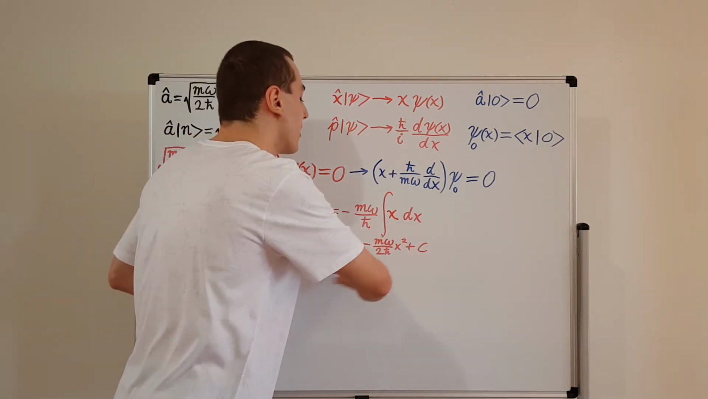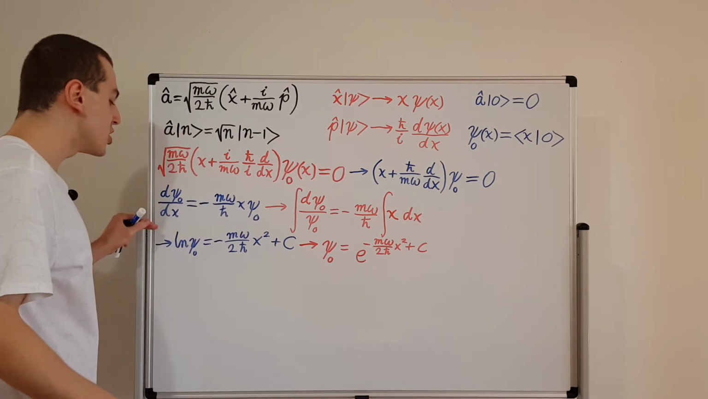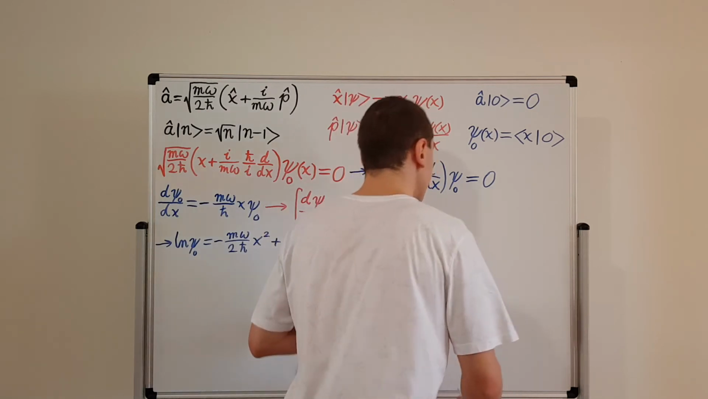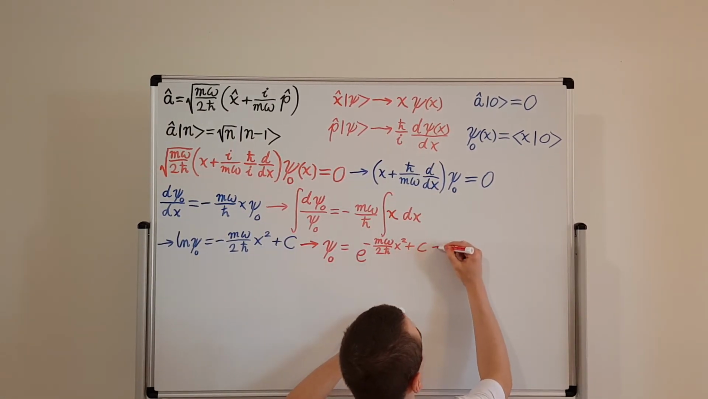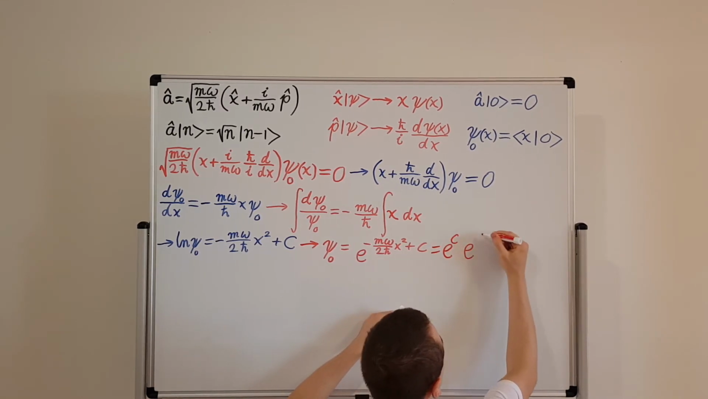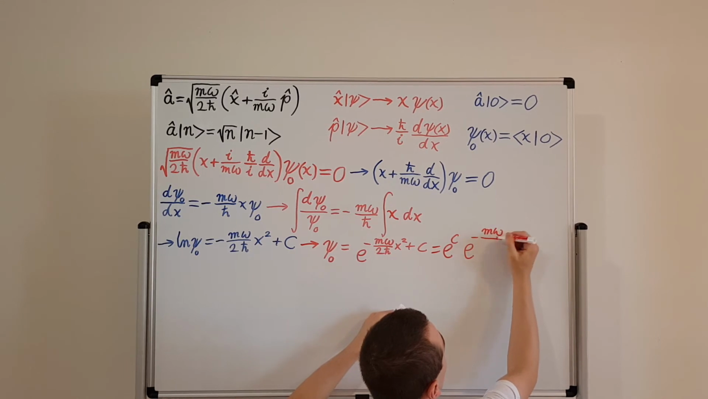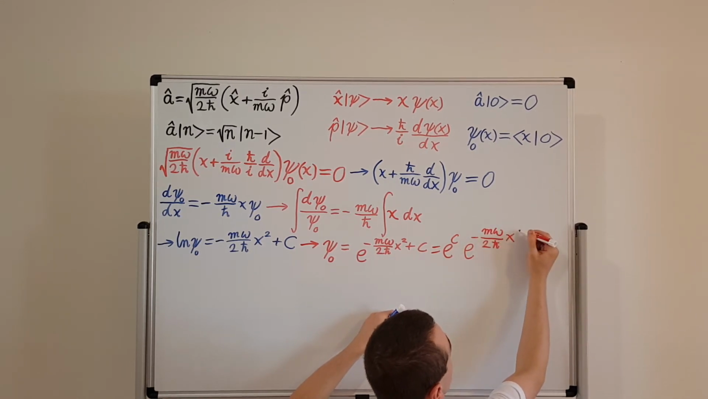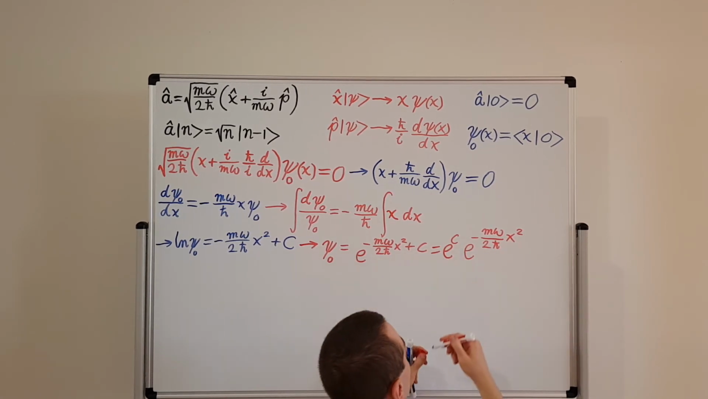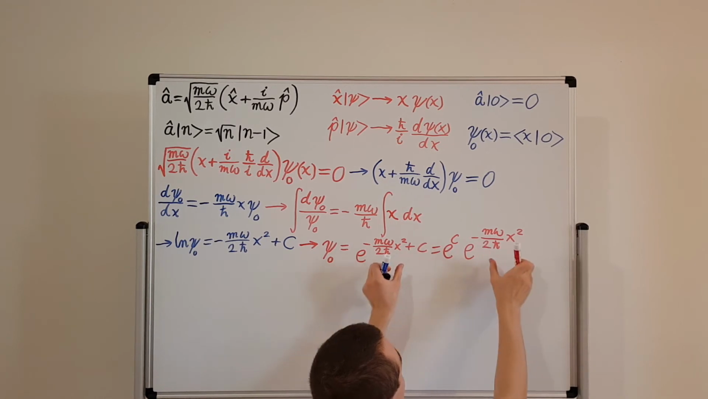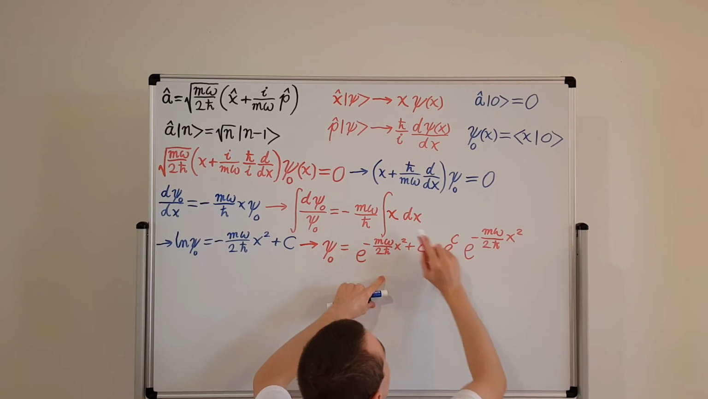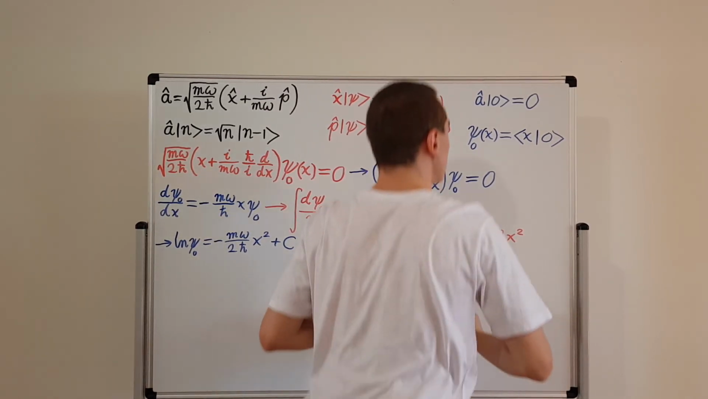Now, this is what we have developed over here. That's when we exponentiate both sides of the equation. But have a look at this. We can use exponential laws, and we can write this in a slightly different form. We can turn this into e to the power of c times e to the minus m omega over 2h bar x squared. So all I've done is I've used some exponential laws, and I've split this up into the product of 2 exponentials. If you split up those exponentials, then you can combine them back together, and they just turn into the sum inside the exponent. So that is one of those basic properties of exponentials.